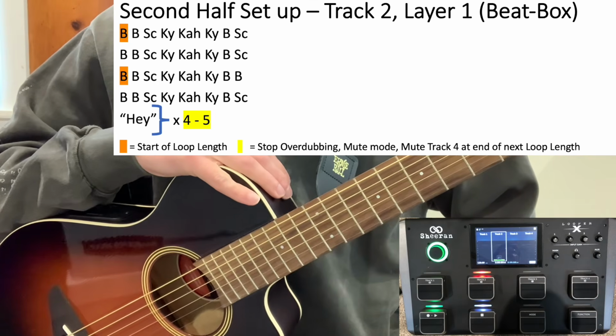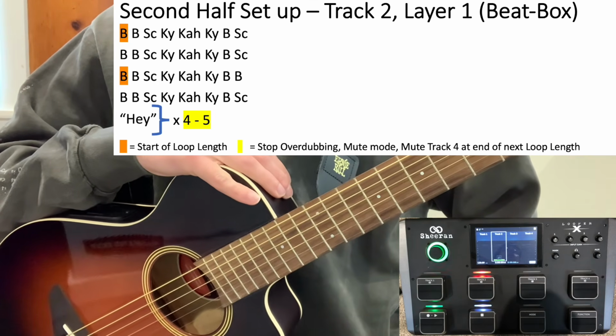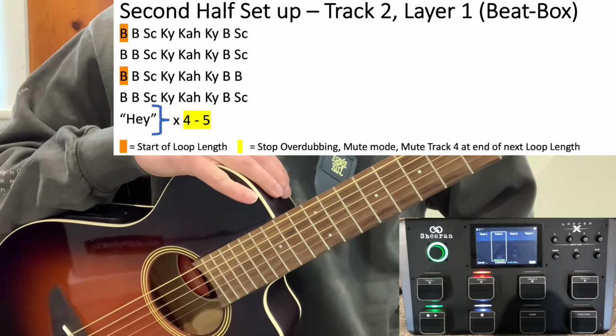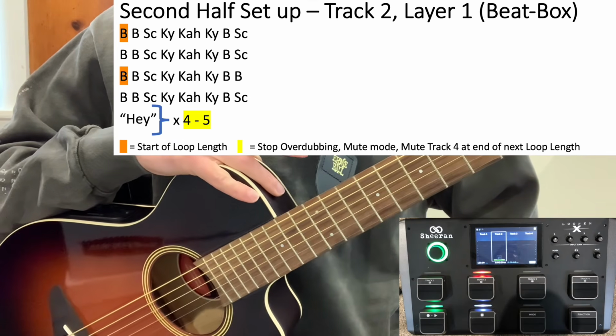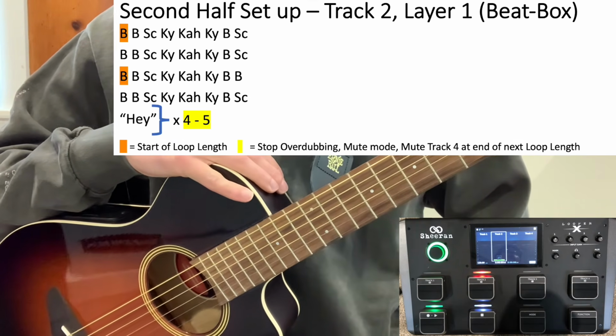One time a little slower. So like I said, you would just do them twice. That would fill up 1 loop length. Moving on to line 3 here.